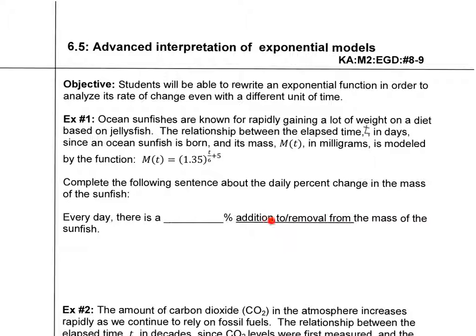Now, here they want us to circle one of these two. We already know that it's gaining a lot of weight, so there's obviously an addition to and not a removal from. But what is that percentage per day? Your instinct might be, oh, there's a 0.35 there, 1 plus 0.35, that's a 35% increase. But it's not, because it's not every day, because the exponent isn't just t for days. Notice the exponent is t divided by 6 plus 5.